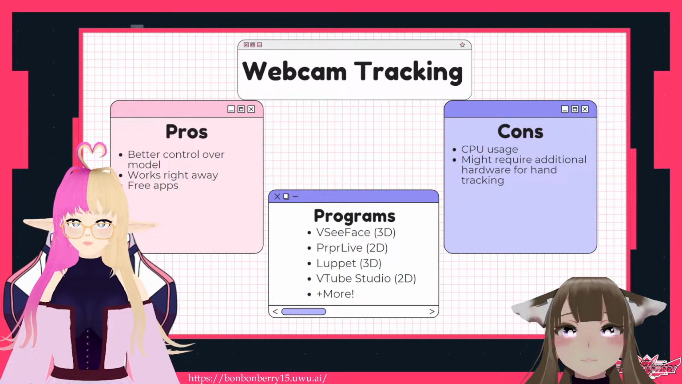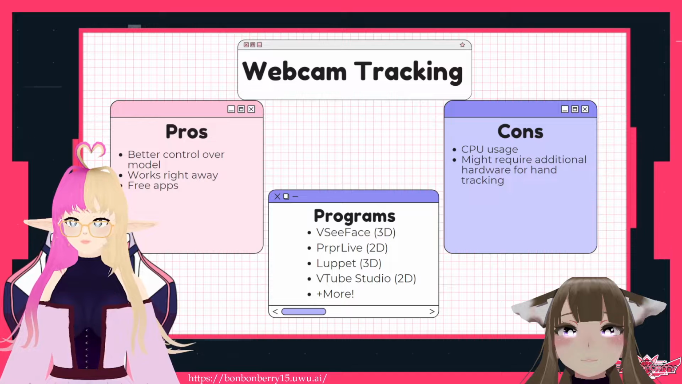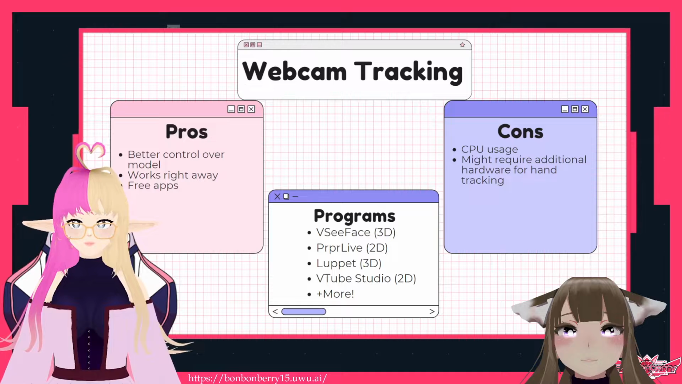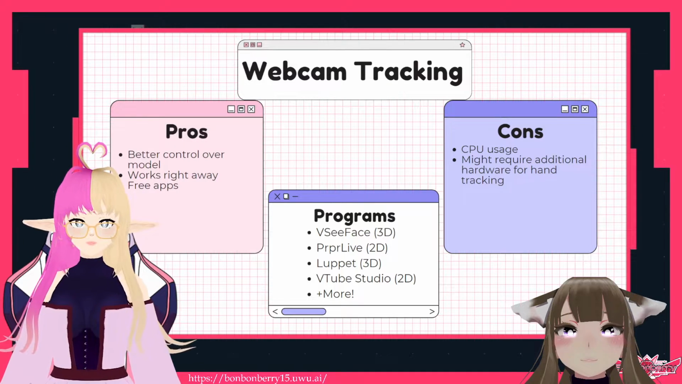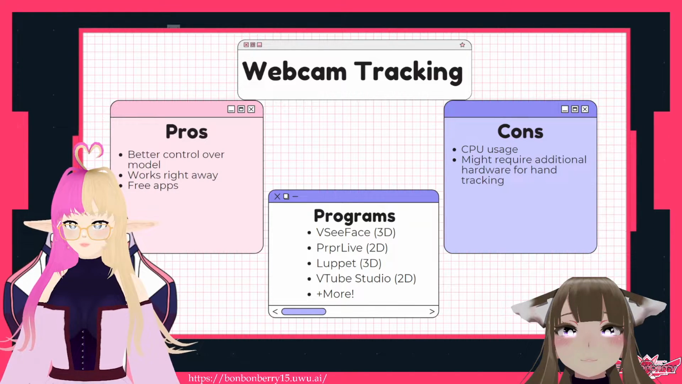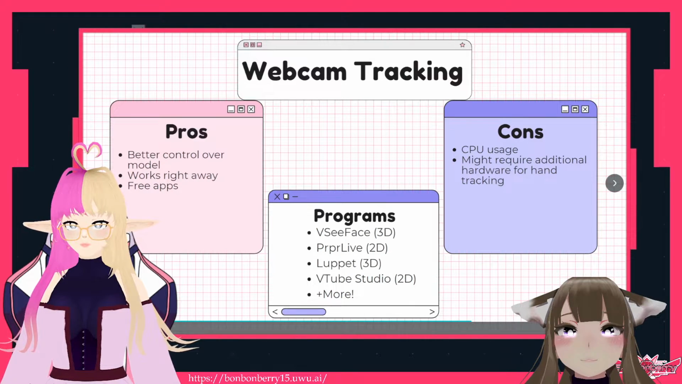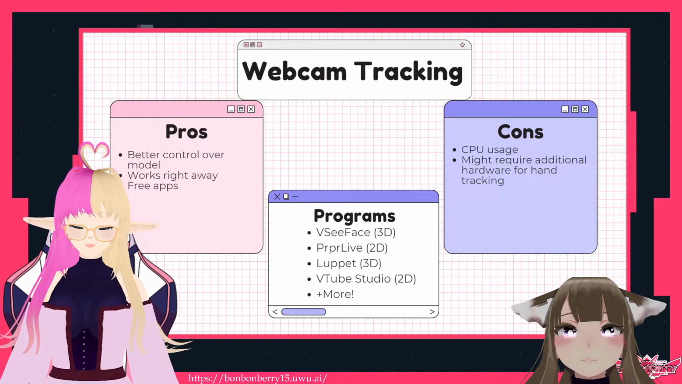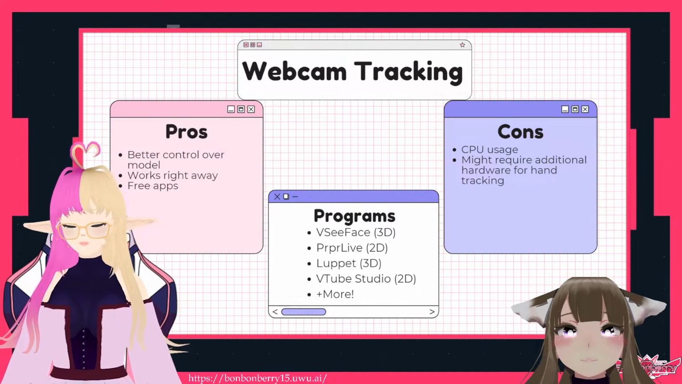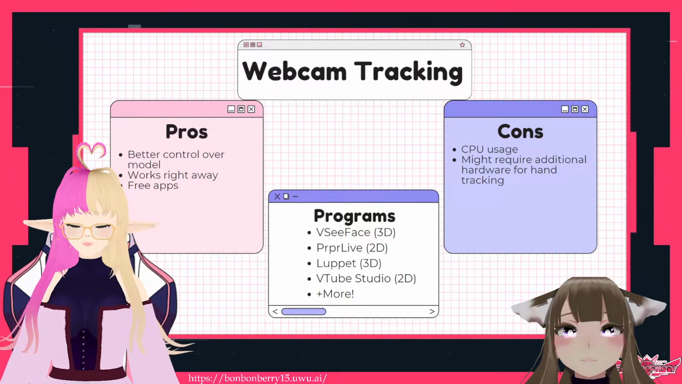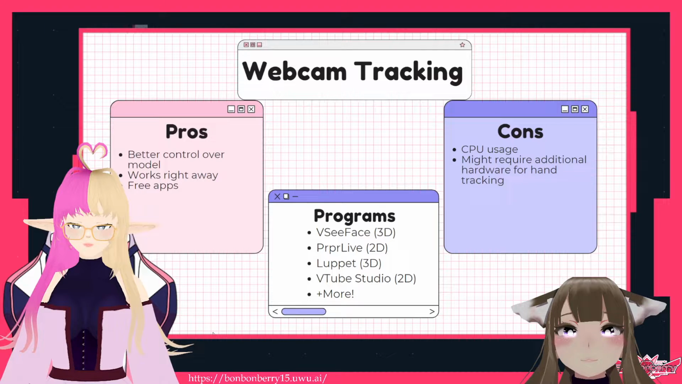The pros consist of better control over your model overall, works right away, and it has free apps. The cons consist of CPU usage and might require additional hardware for hand tracking. For instance, there is a piece of hardware that you can get called a Leap Motion controller. It's like a mini Kinect that you can clip onto your collar, or you can set it on your desk, and it will track your hands.